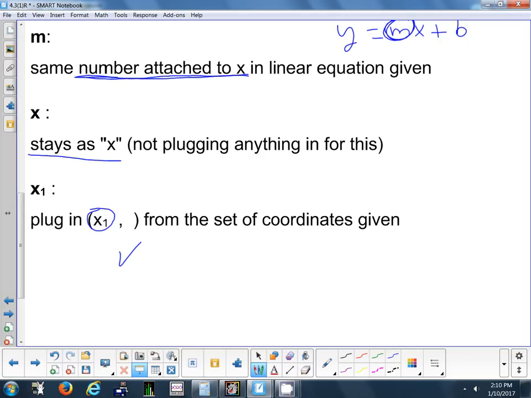Okay, does everybody have what's on the board? Anybody still copying? Good? All right.